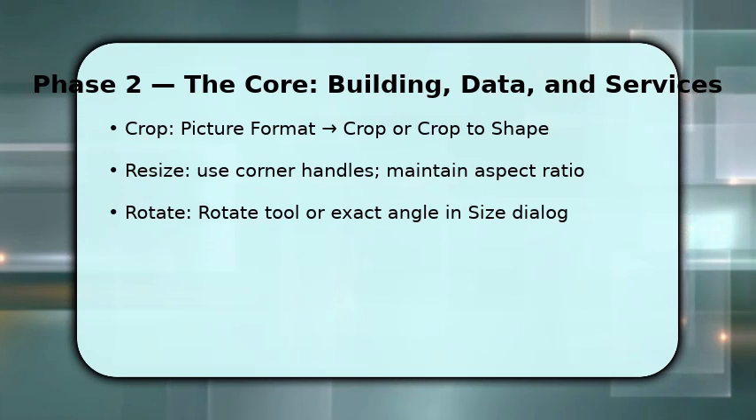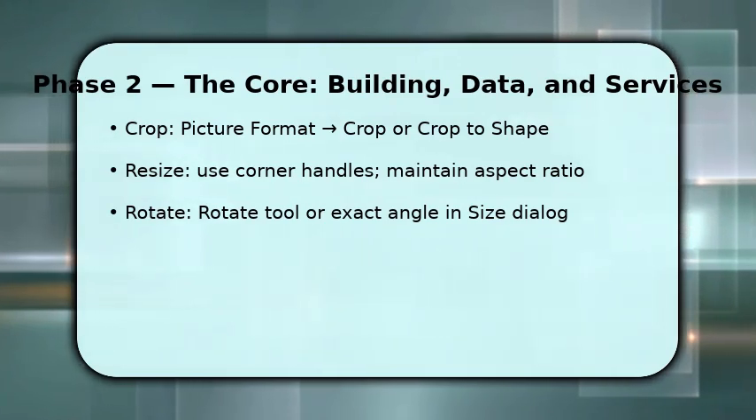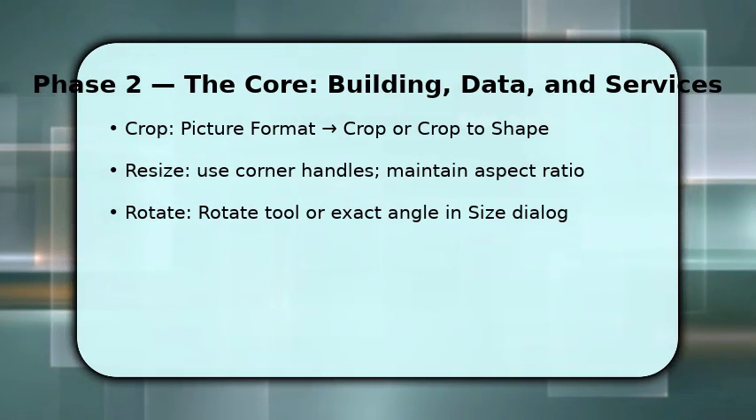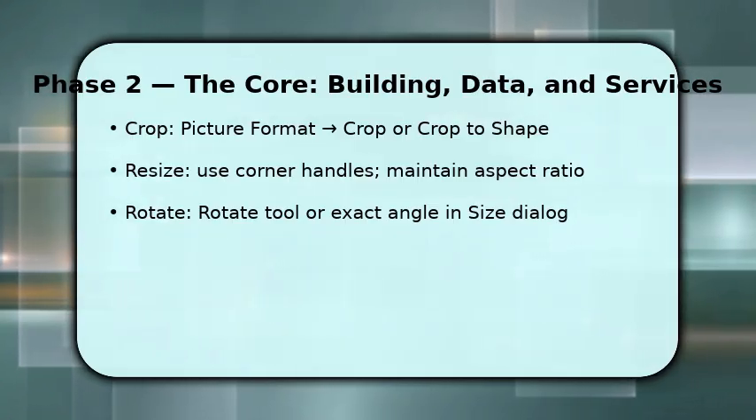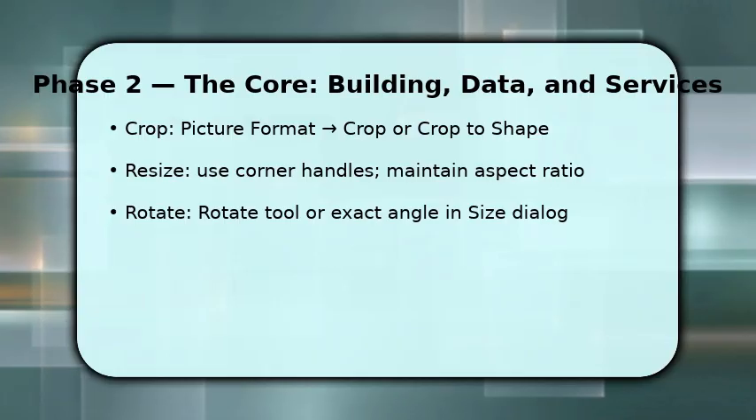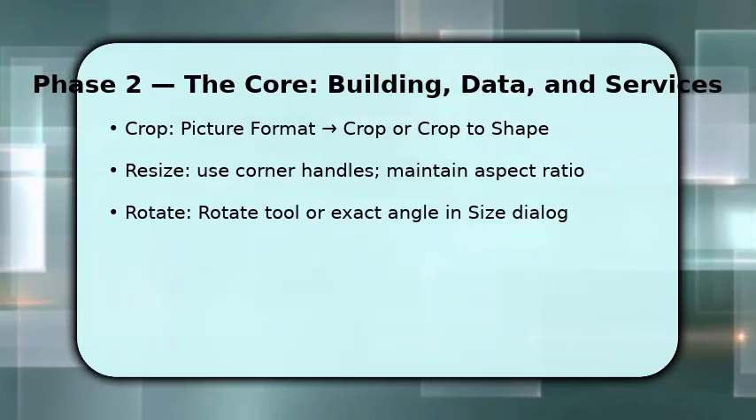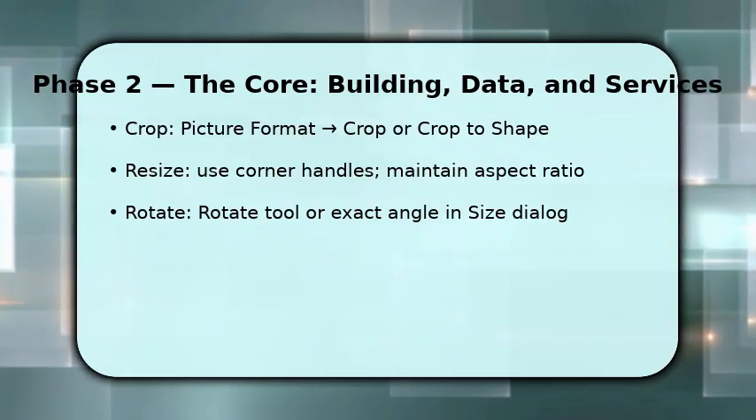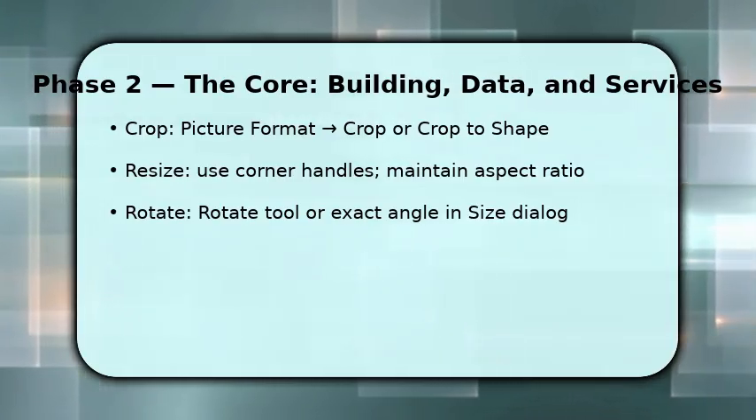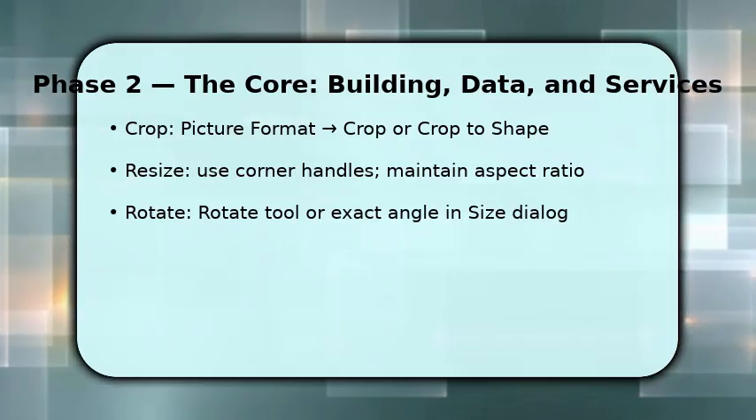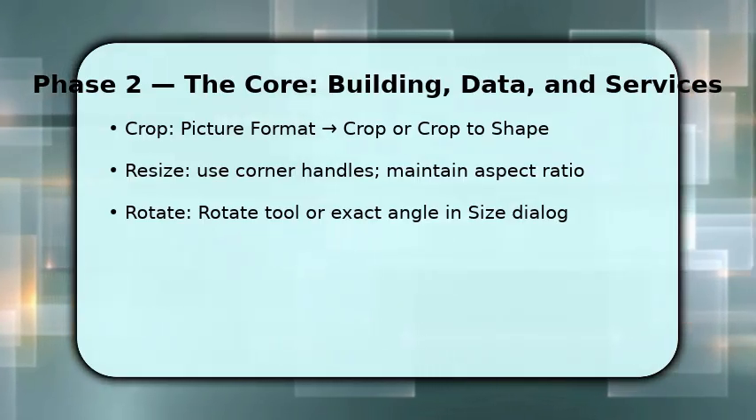Next, focus on precise framing and dimensions. Use crop to trim edges or crop to shape for masks. Drag inside the crop box to reposition the focal area. Resize by dragging corner handles while holding nothing if aspect ratio is locked, otherwise hold Shift to constrain. For exact sizing, open Size and Properties and type width/height values. This is useful for column fit.